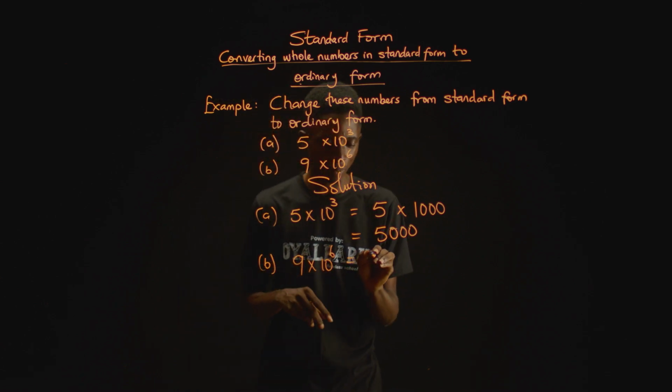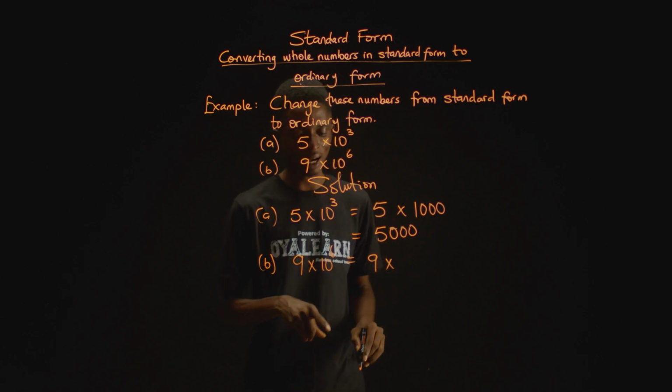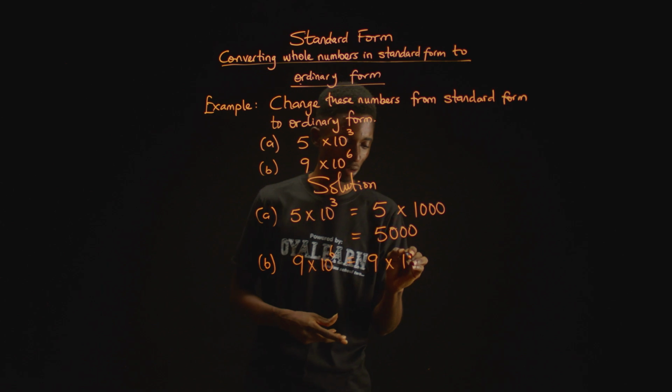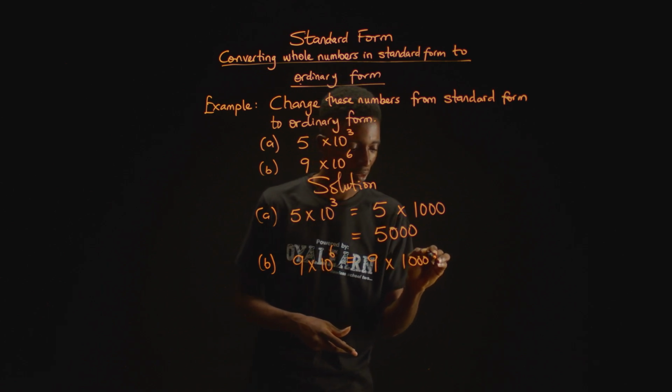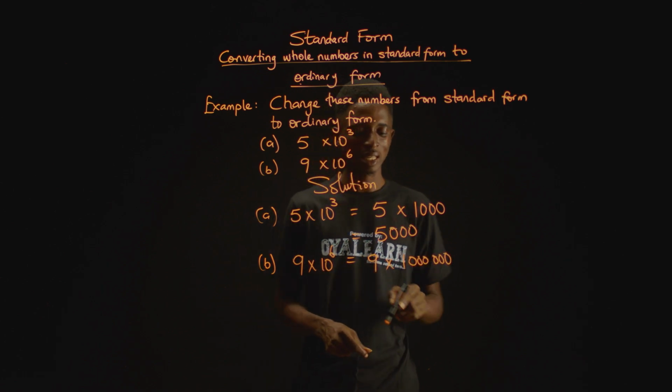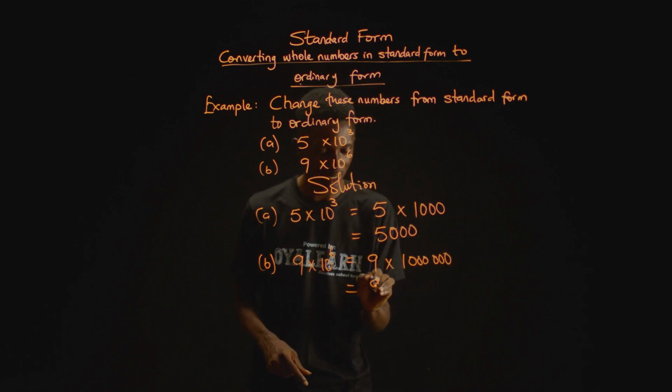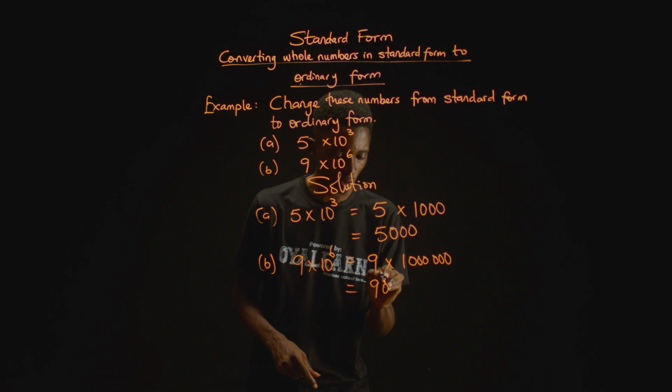Now this would mean that we have 9 multiplied by, now 10 with the power of 6, that is we'll have 1 and then 6 zeros. So 1, 2, 3, 4, 5, 6. And when we multiply this, you easily get 9 times 1 to give you 9, and then the 6 zeros follow.